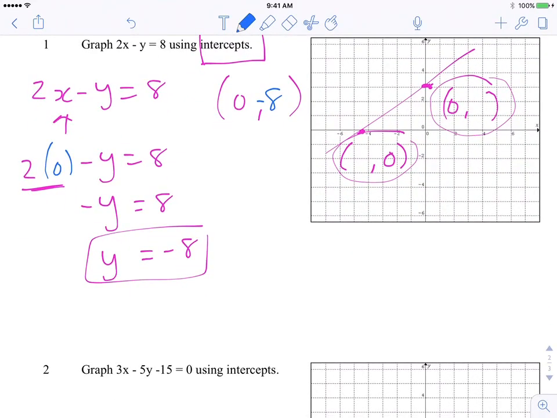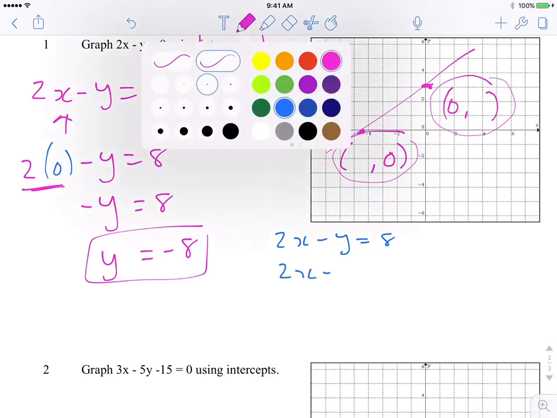And now what we're going to do is we're going to rewrite the equation again. 2x minus y equal 8, except this time we're going to plug in 0 for y.